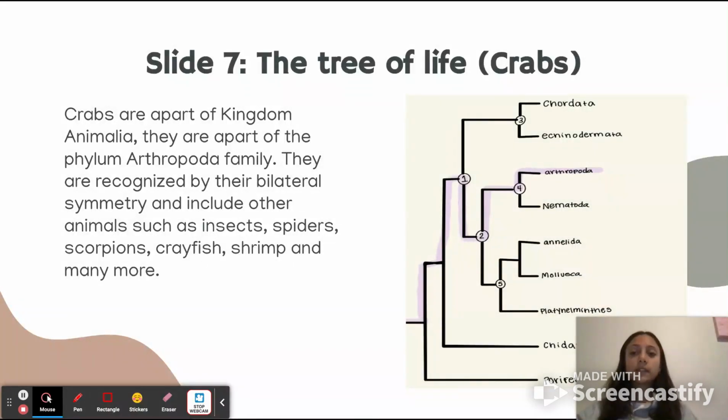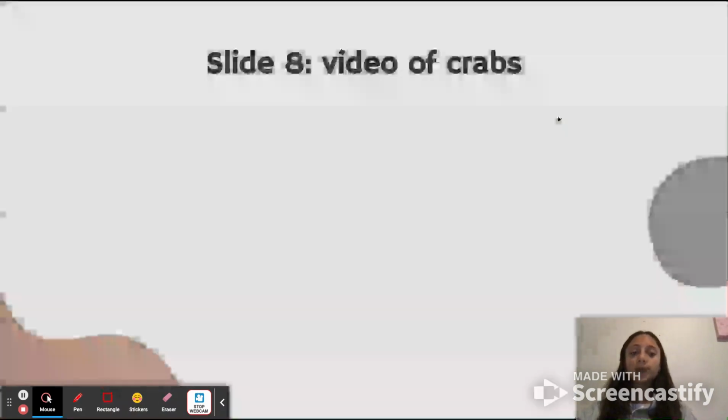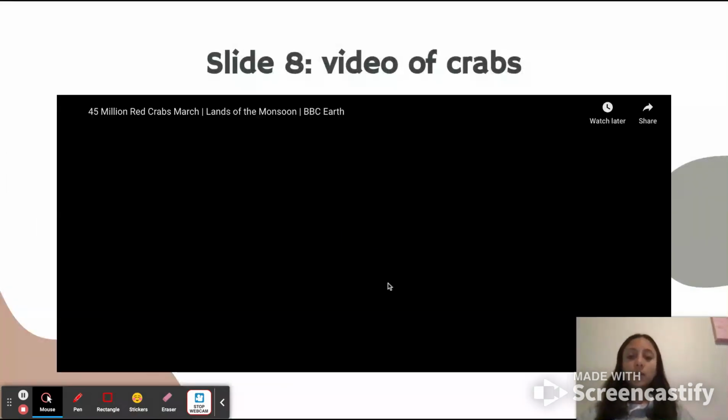Next is slide 7, or the tree of life of crabs. So crabs are a part of the kingdom Animalia. They are a part of the phylum Arthropoda. They are recognized by their bilateral symmetry and include other animals such as insects, spiders, scorpions, crayfish, shrimp, and many more. Here's a quick video of crabs and how they walk.